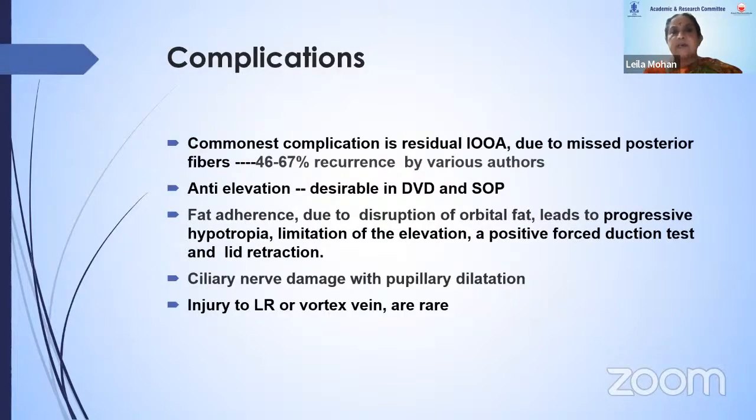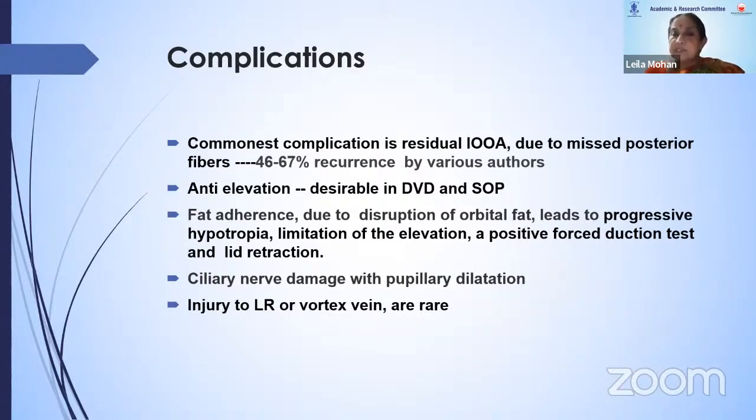So complications: residual inferior oblique overaction is the most common one due to missed posterior fibers, or even otherwise it can occur, as shown by various authors to be 46 to 67%. The recurrence may be there. Anti-elevation may be desirable in manifest DVD and superior oblique palsy where there is hypertropia.